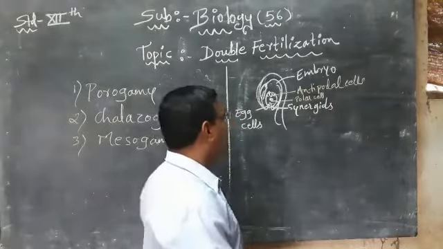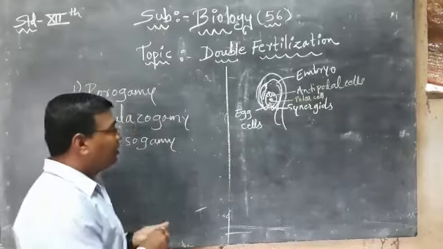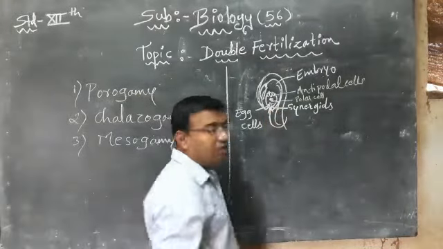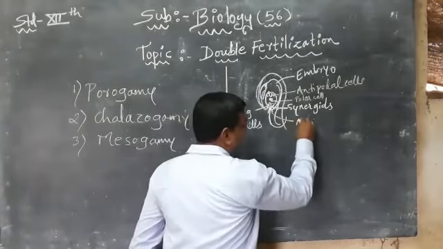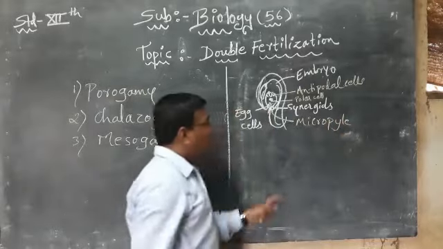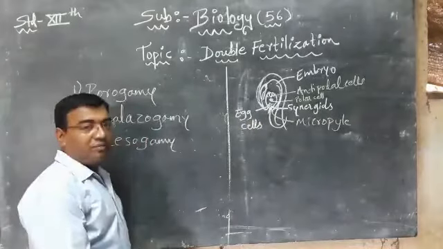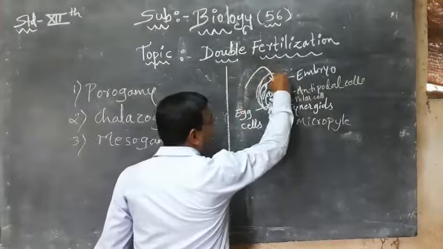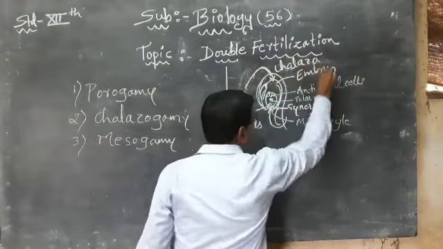When we discuss this, we should know about the entry in porogamy. In porogamy, the pollen tube enters from the micropylar end. We call this end the micropyle. The second one is chalazogamy. In chalazogamy, the pollen tube enters from the chalazal end. It will enter from this side. We call it the chalaza end.